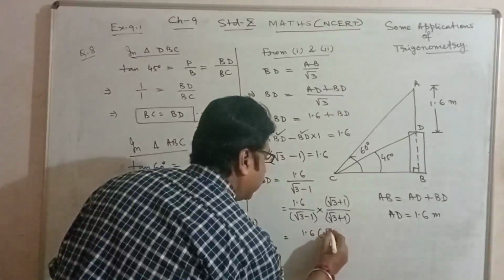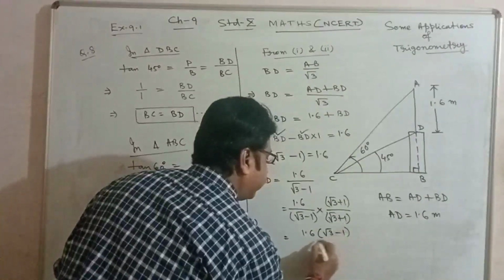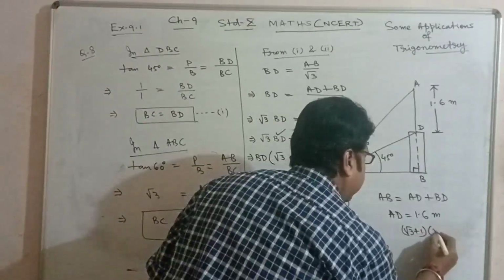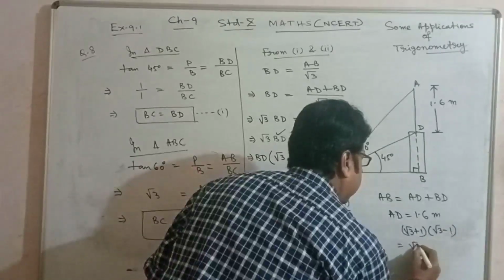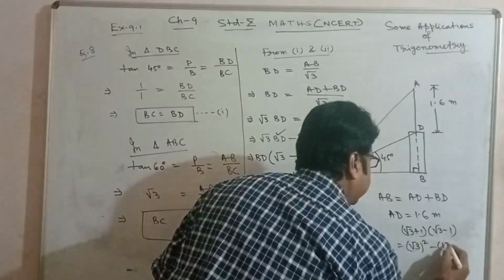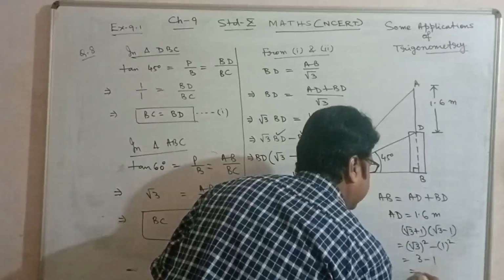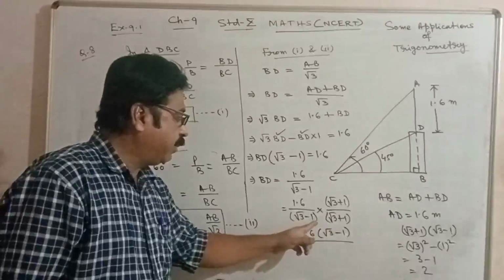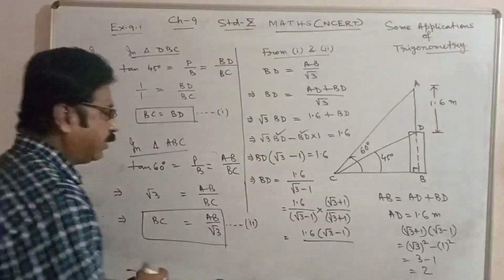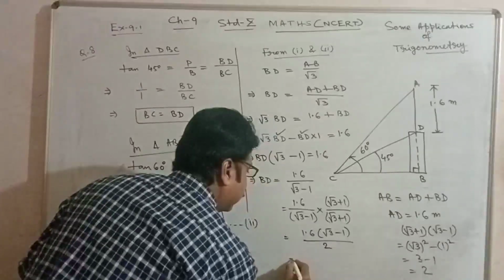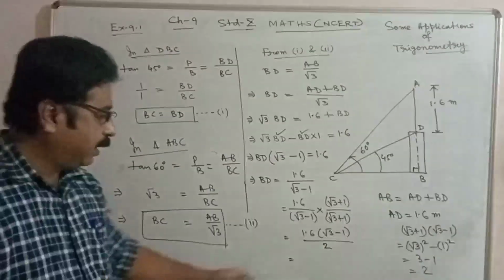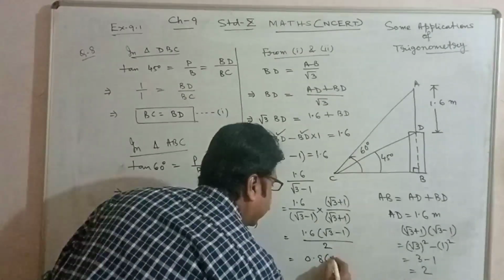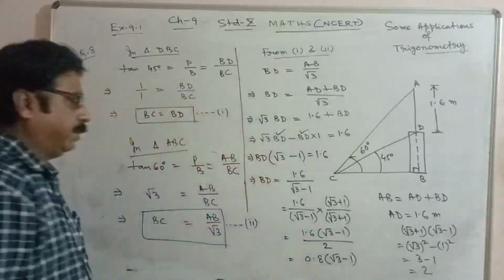1.6 root 3 minus 1. Root 3 plus 1 into root 3 minus 1 means root 3 square minus 1 square means 3 minus 1, that is 2. So a plus b into a minus b result is 2. We can write here 2. 1.6 if you divide by 2 it will be 0.8. 0.8 root 3 minus 1.